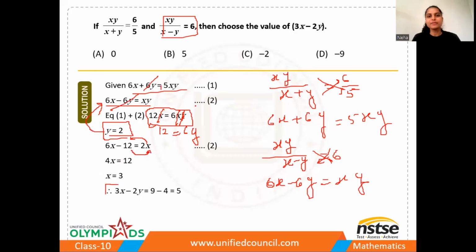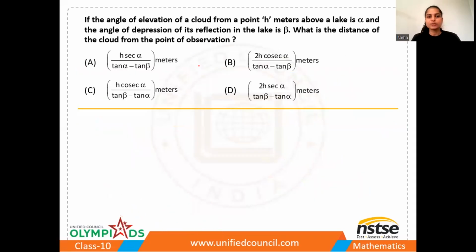Alright, now I have the value of x and y, so I can easily find out the value of 3x minus 2y, which is 3 into 3 minus 2 into 2, right? That is 9 minus 4, which is equal to 5. So 5 is the right answer, option C. Perfect. Now let's move to the next question.